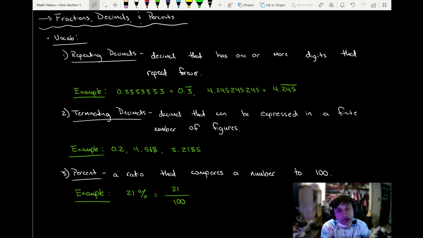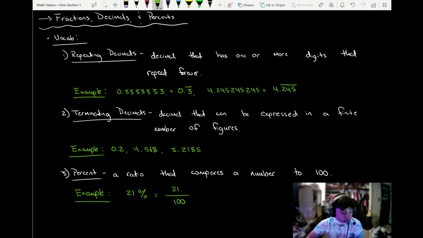The second example is 4.245245245, right? That goes on forever. I should probably have dots, like dot dot dot. And so we write a bar over the digits that keep repeating, and in the second example, the digits that repeat are 245, right? So we have a bar over the 245 part.